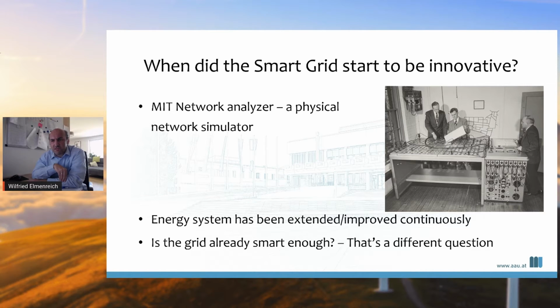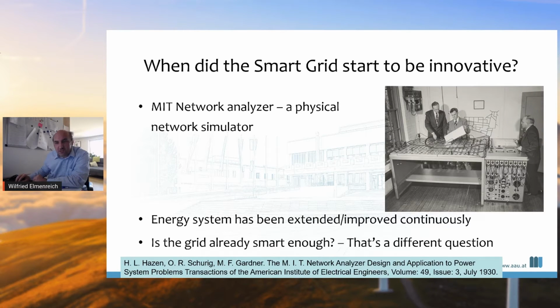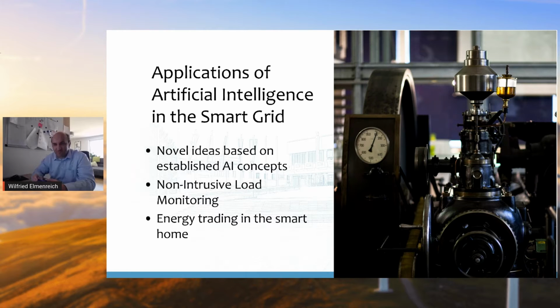And this one was the MIT network analyzer. I think it was studied in the 20s. It was based upon a thesis project in 1924, and it was used until the 50s. There is also a paper about it from the 1930s. So when we are looking at applications of artificial intelligence in the smart grid, I think we should also look back on the things that we build on. Therefore, I have this little retro theme on the slide. The idea is to look at novel ideas, but based on established AI concepts. In particular, I would like to look into non-intrusive load monitoring and an application of energy trading, but not energy trading on the energy market as we know it, but rather energy trading in the smart home.